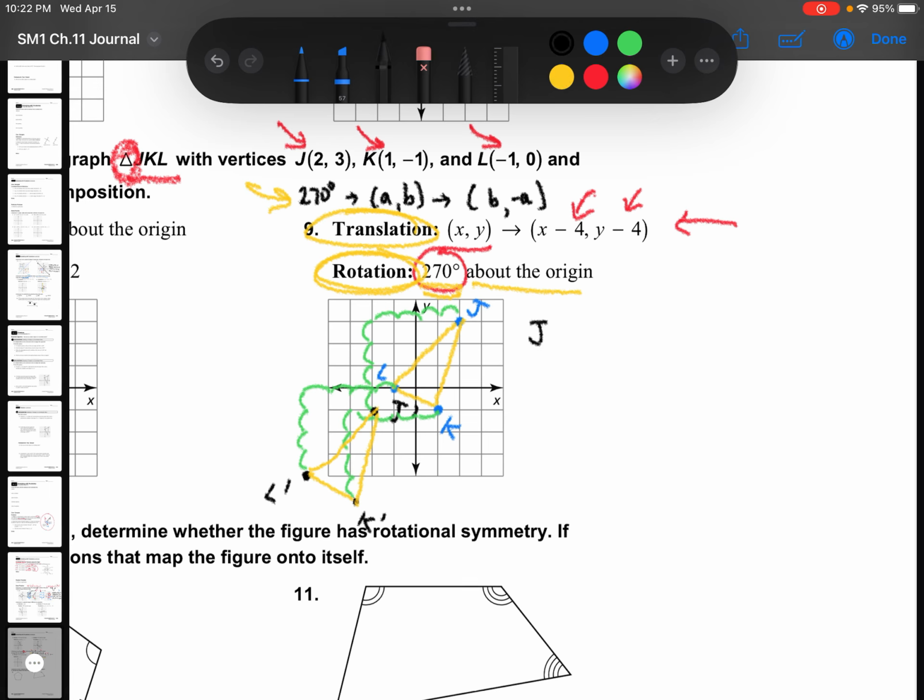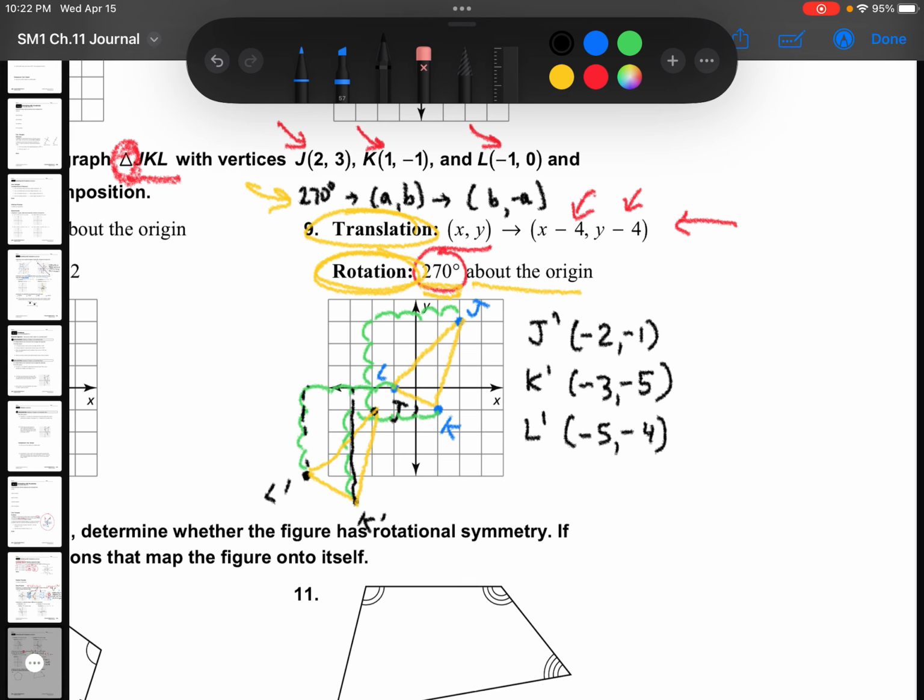So J prime was located at -2, -1. K prime is located at, let's figure it out. That was 1, 2, and 3, and 5 down. So negative 3, negative 5, and L prime is located at 5 to the left and 4 down. So it's negative 5, negative 4.